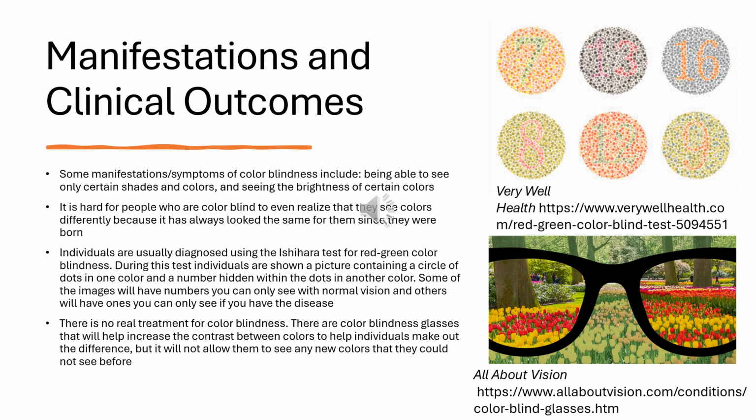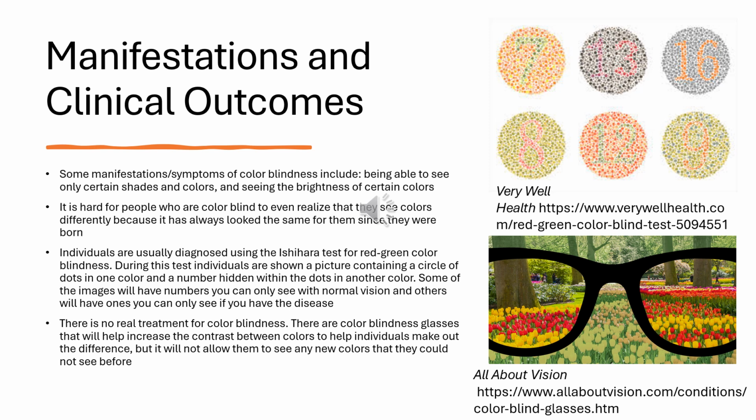When looking at the symptoms and manifestations of color blindness, individuals may notice that they are able to only see certain shades and colors, or that the brightness of certain colors is different than what others might see. With that being said, it is often difficult for people to even realize that they are colorblind due to the fact that their vision has always looked the same since they were born. It may take another individual asking them to point out the difference between two colors for them to even realize that they may be colorblind.